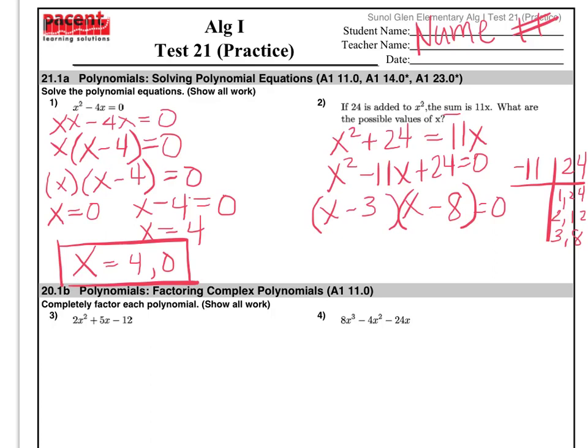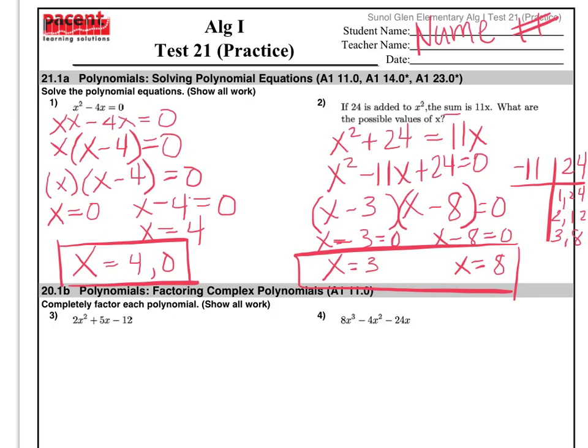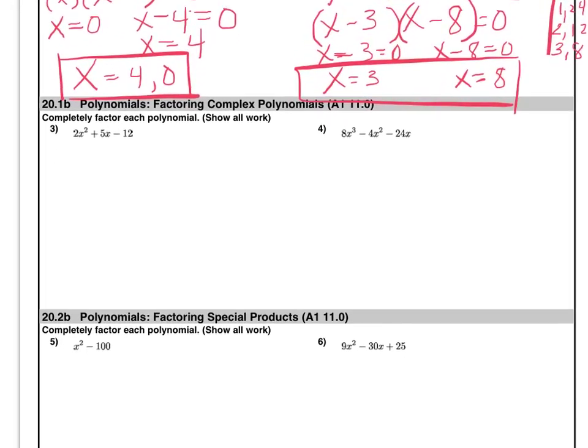So it says, what are the possible values of x? Well, the possible values of x means solve for those roots. Solve for what x is. And in order to do that, you set each piece equal to the 0, and you solve for x. x is 3 or x is 8. And these are your two answers. Okay, let's look at problem number 3.